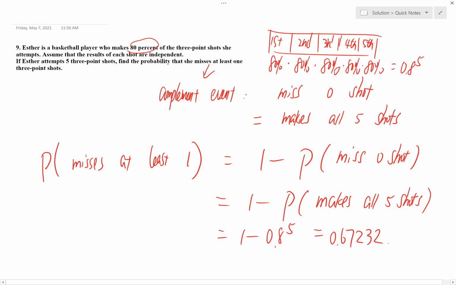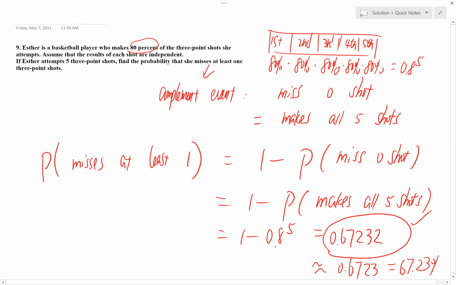232. And typically, we do not keep more than 4 decimal places for probability, but since this is the exact answer, I guess I'll keep it as this. But if you want to round to 4 decimals, that's fine. So 0.6723, meaning 67.23% chance to make at least 1 3-point shot. Okay. Any question on this?